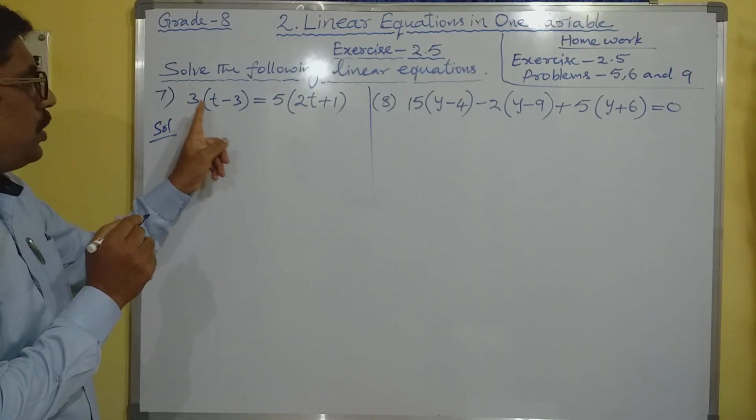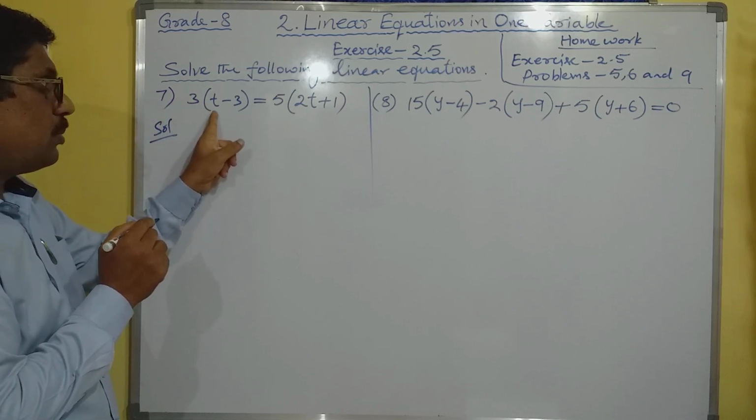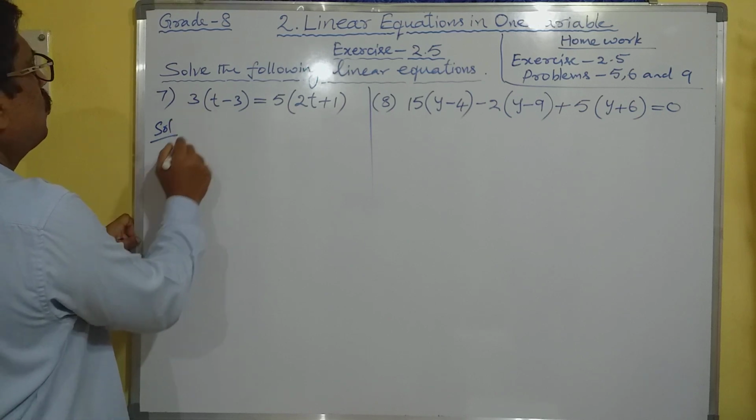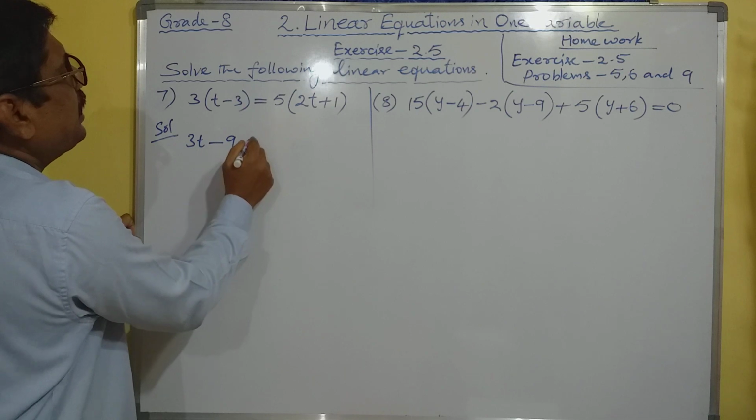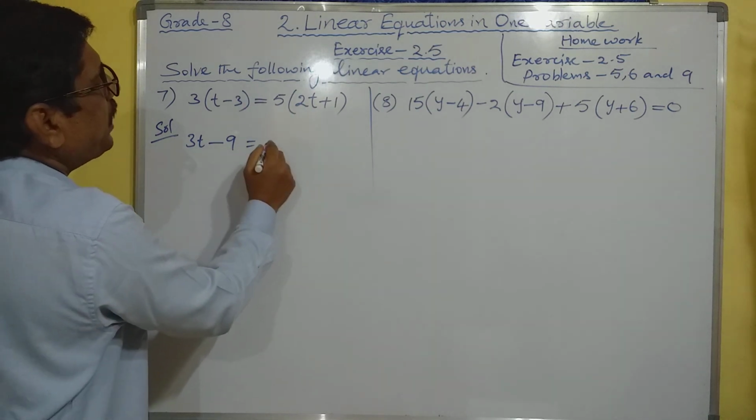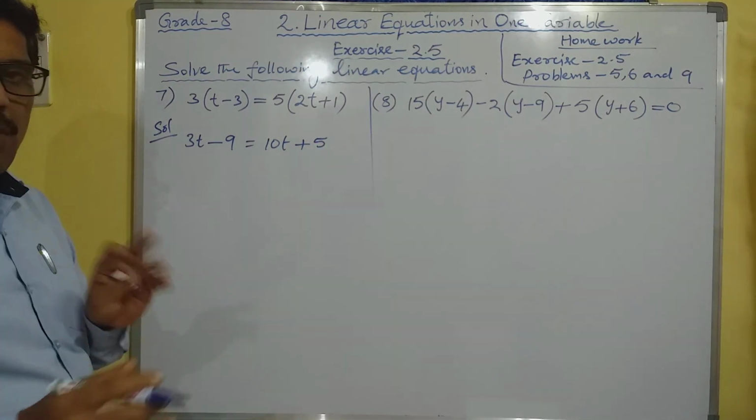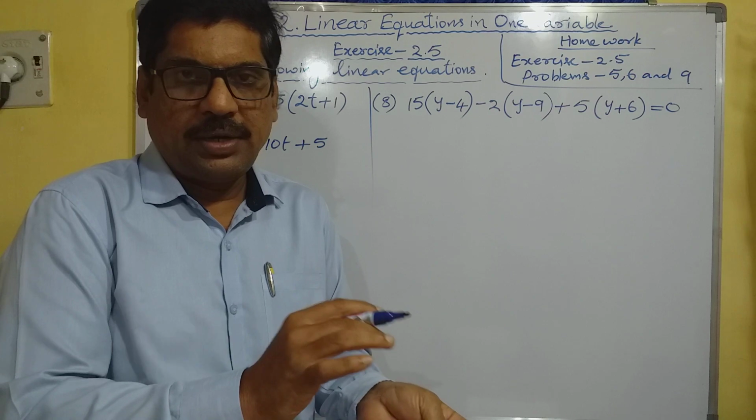3(t - 3). We have to multiply 3 with the terms t and 3. We have to distribute 3 over the brackets. So 3 into t, 3t, minus 3 into 3, 9, is equal to 5 into 2t, 10t, plus 5 into 1, 5. Now we have to separate the terms with variables and the constants.